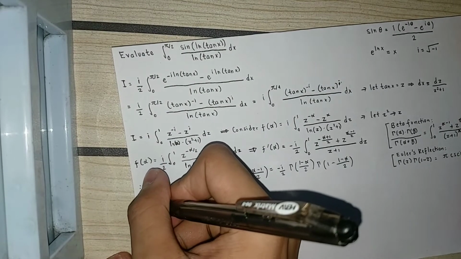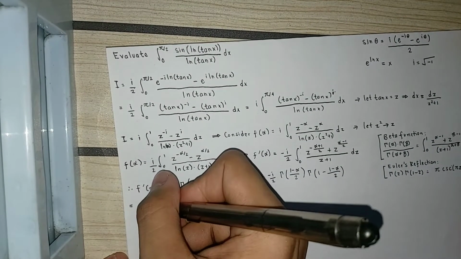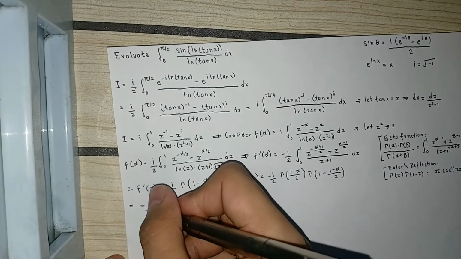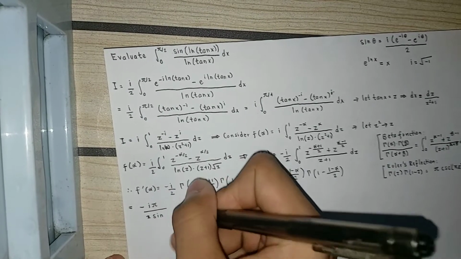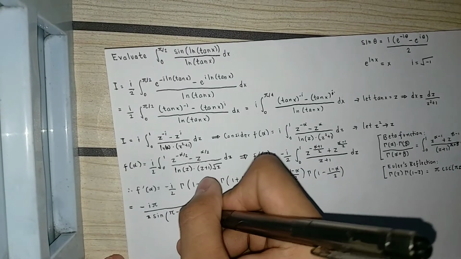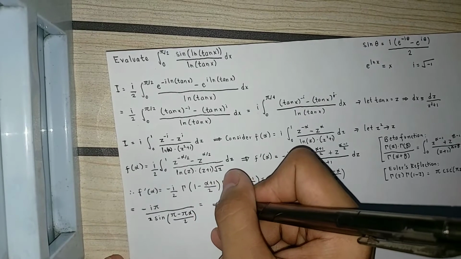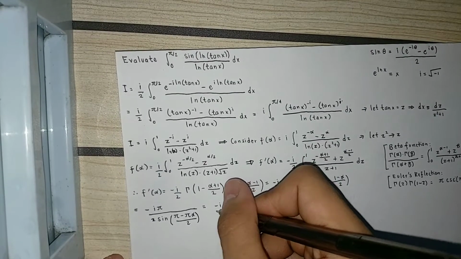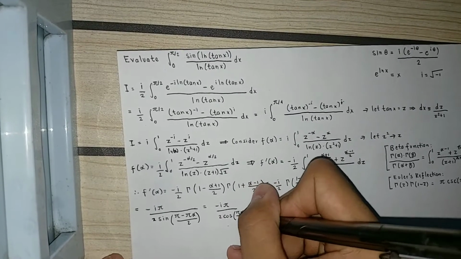we now have our f prime of alpha is equal to negative i pi over 2 times sine of (pi minus pi alpha) divided by 2, and this is also equal to negative i pi over 2 times cosine of (pi alpha) divided by 2.